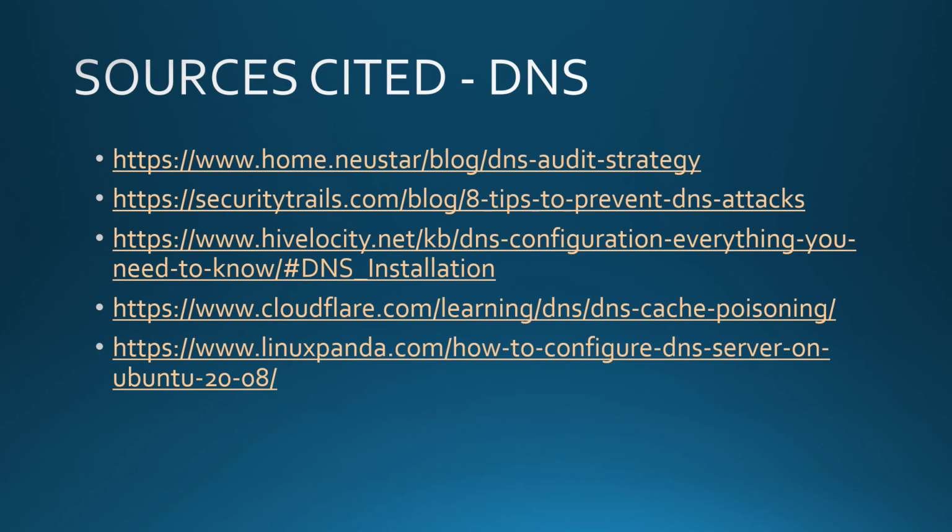Now, sources cited. For DNS, I just include all the sources in one instead of separating them into two different ones. SecurityTrails is really good. Most of these are just a list of hardening features. The last one and the third one are really the configure and install links to see how to configure and install. But still, read the other ones because they have a lot of good hardening recommendations.